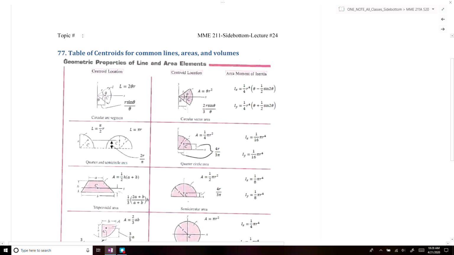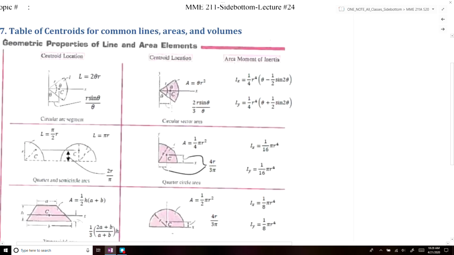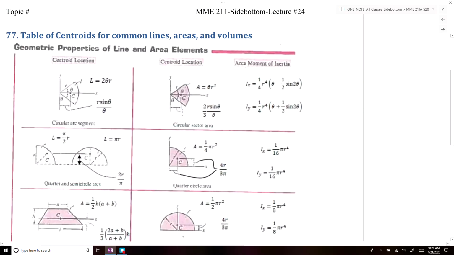So in this video, I just wanted to show you this resource we have. This table comes from the 12th edition of Hibbeler, and it includes different types of common shapes that you might encounter. It gives you formulas to calculate where the centroid is based off of the elements.